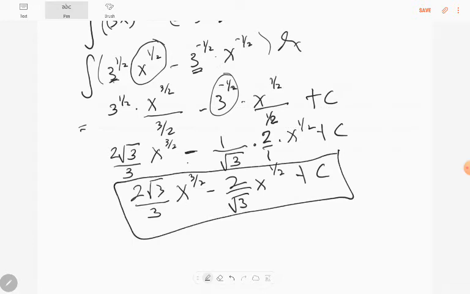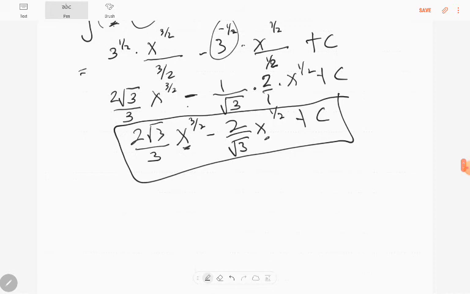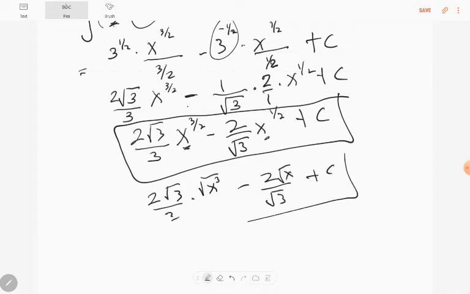We can actually stop here, or you might want to transform this into radical equivalent. If you want to transform them to the radical equivalent, you'll have 2 square root of 3 over 3 times square root of x raised to 3 minus 2 over square root of 3 square root of x plus c. And this portion could still be simplified.